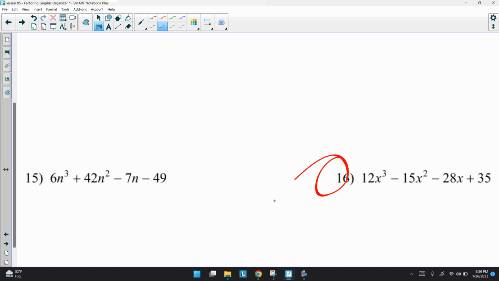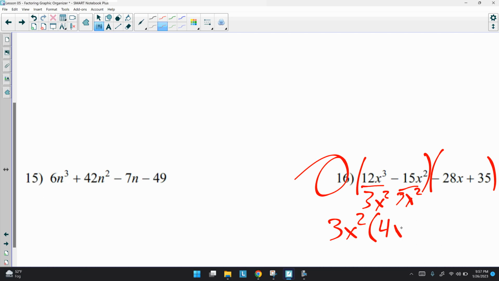Remember, you want to include that sign for that third term. Let me adjust this up a little bit. All right, so I'm going to factor 3x squared. Sorry about the sloppy handwriting there. Let's see, 12 divided by 3 is 4. 3 minus 2 is 1 of those x's, first degree. 15 divided by 3 would be a 5.